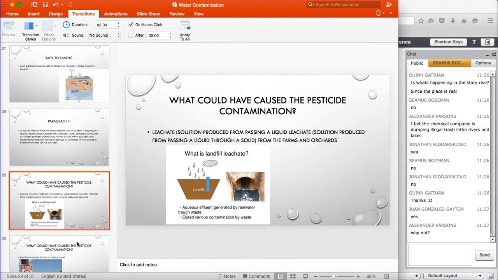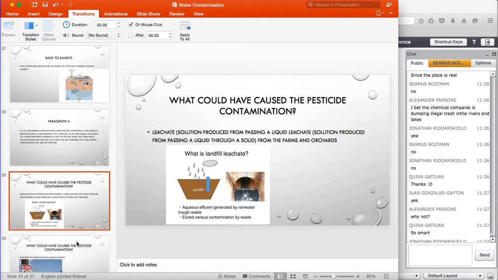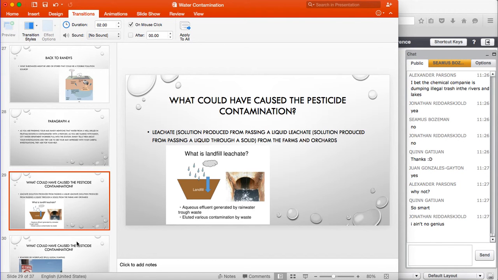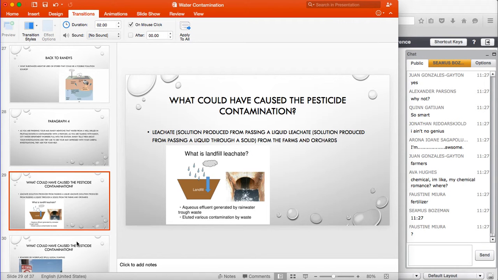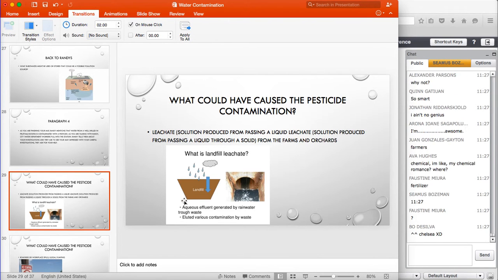What could have caused the pesticide contamination? I don't know how to pronounce this correctly, and I apologize if I mess it up, but it's leachate. Anyway, it's a solution that is produced from liquid leachate. Basically, what happens is, imagine, and we're going with Seamus's thing here.